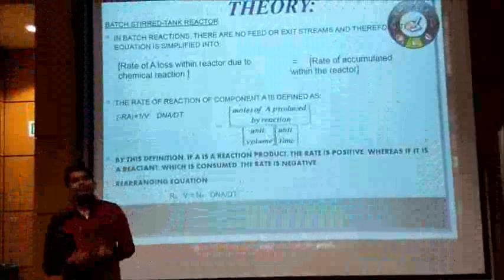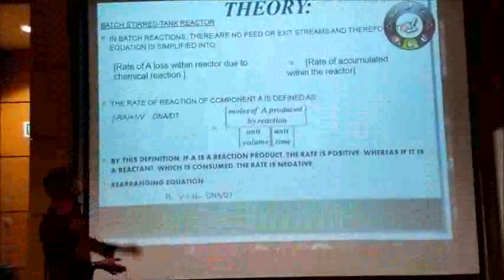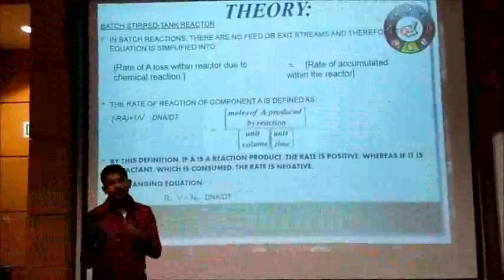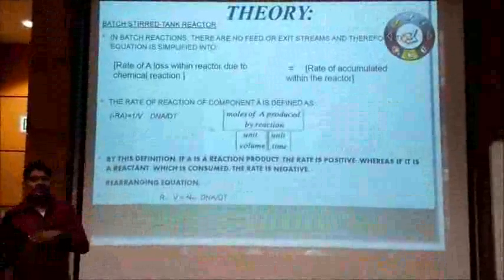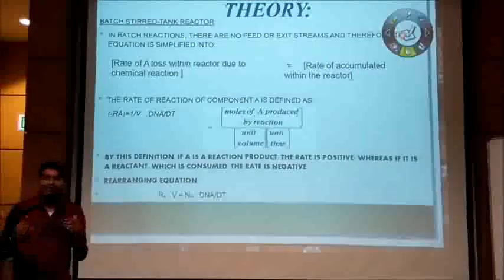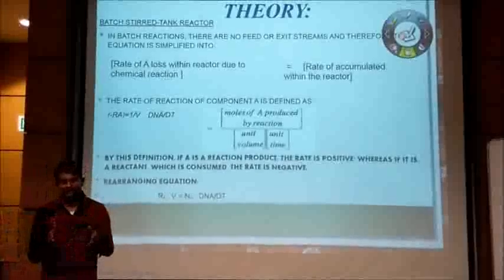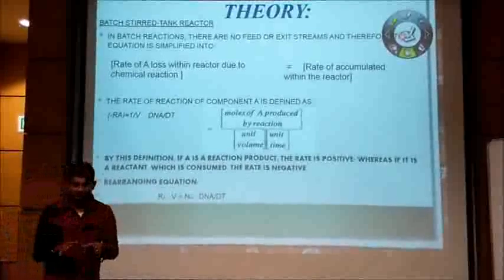So it's me again. Now I'll be talking about the summarized version of the theory. In batch reactions, there is no feed or exit stream. Therefore, we can summarize the equation as the rate of A loss within the reactor due to chemical reaction equals the rate accumulated by A within the reactor.